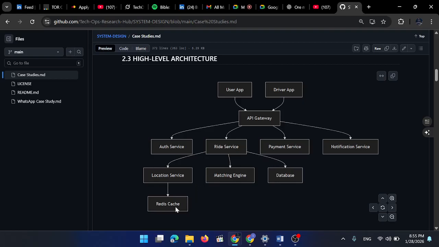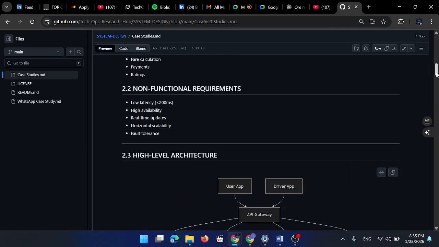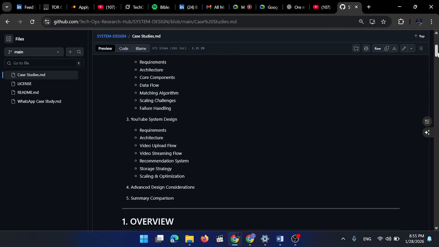And then now we have what you call the Redis cache. So I hope up here you had seen what the Redis cache gets to do. So Redis, we said it gets to cache.